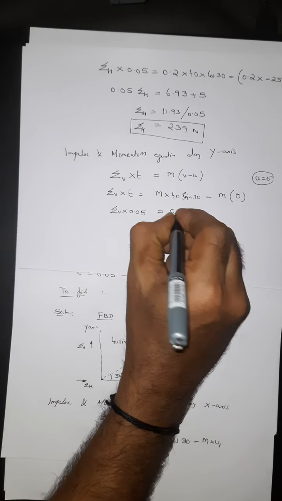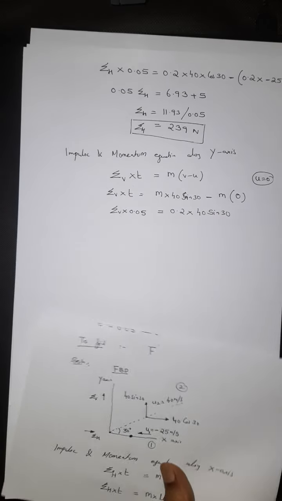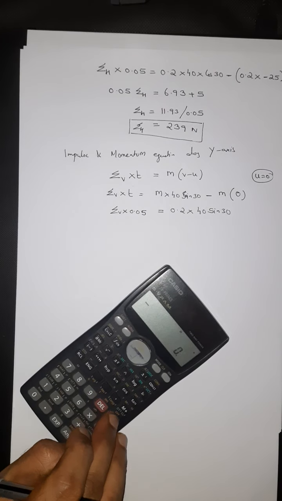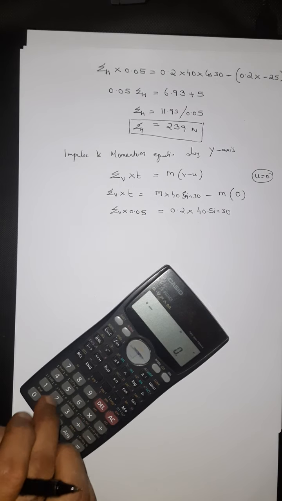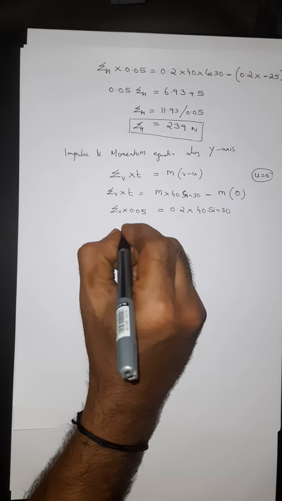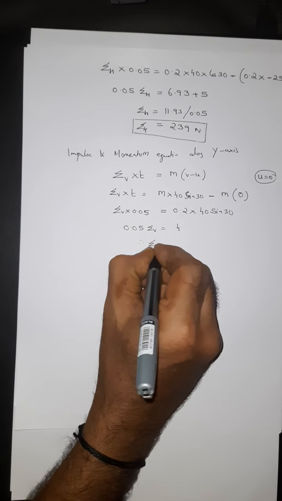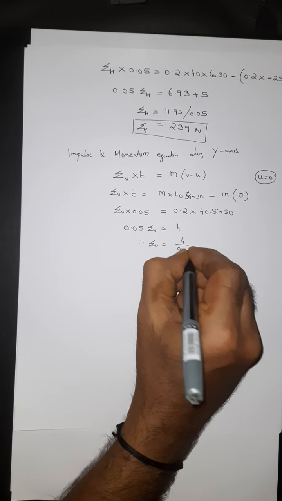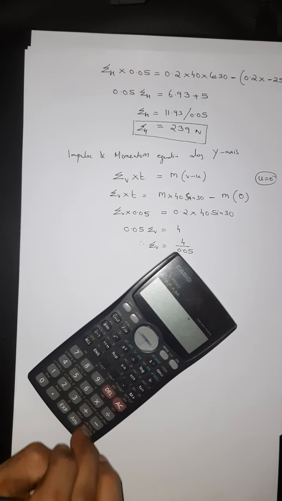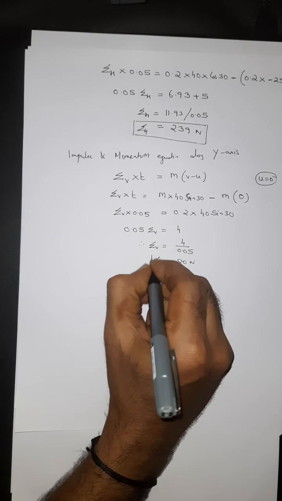So summation V into the time 0.05, mass of ball is 0.2 into 40 sin 30. So 0.05 summation V equal to 4. Therefore, summation V equal to 4 divided by 0.05, which is 80 Newton, summation V.